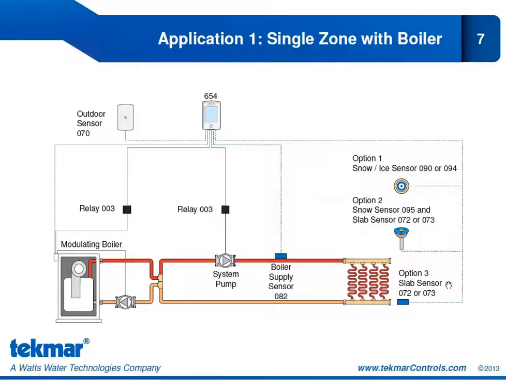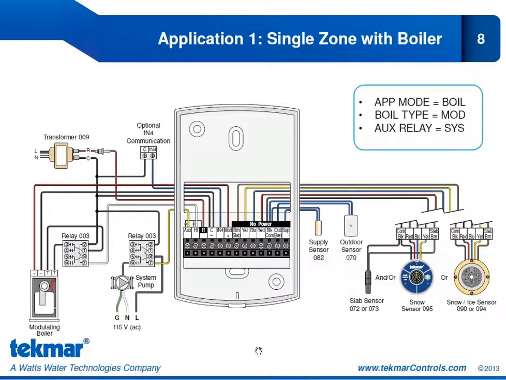Option 3 is to go strictly with the slab sensor 072 or 073, and in that case you would have to operate the 654 manually. Now let's take a look at our electrical. We'll start on the left-hand side.